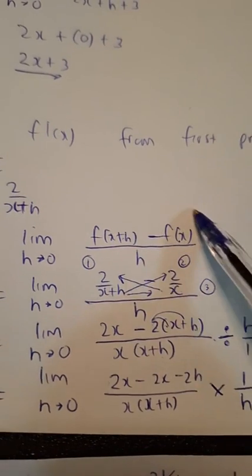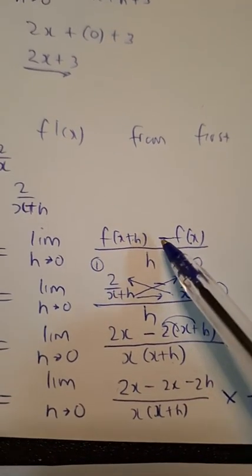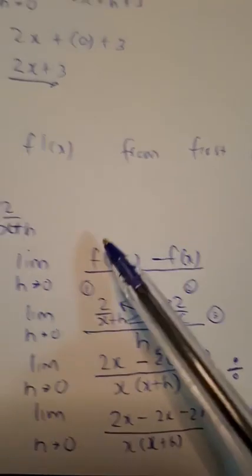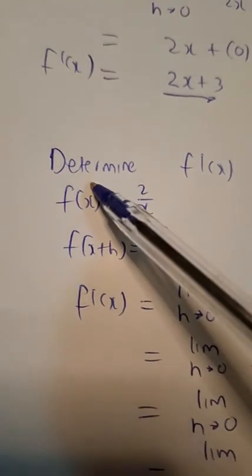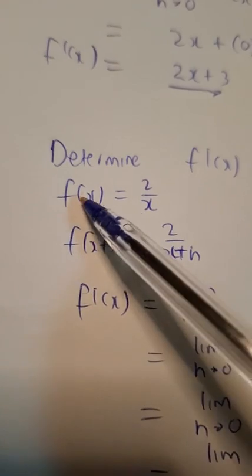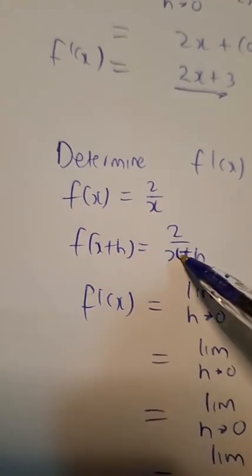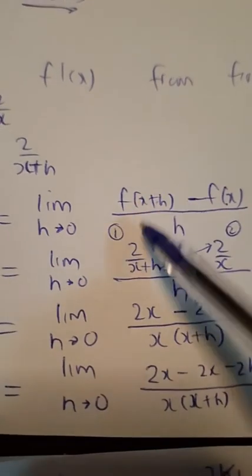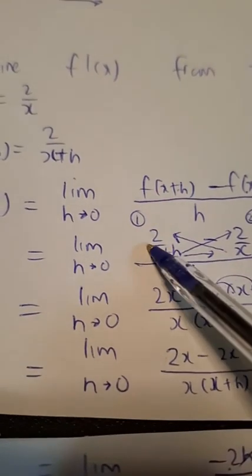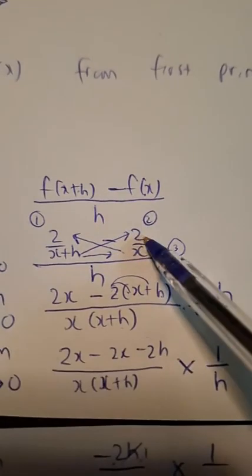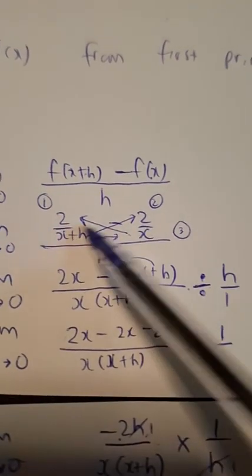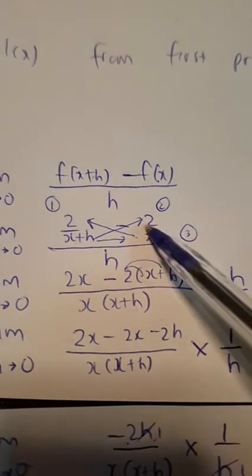The two components that I need so that I can get first principles is to firstly get f of x, which is obviously there, and then I have to get f of x plus h. How do I get f of x plus h? In the place where x is, I substitute x plus h. So where x is, I substitute x plus h, and that's what I get, 2 over x plus h. So there it is. In the place of f of x plus h, I have 2 over x plus h minus what? f of x, which is 2 over x, over what? h. Then what we have to do in the numerator is we need to subtract these two fractions.